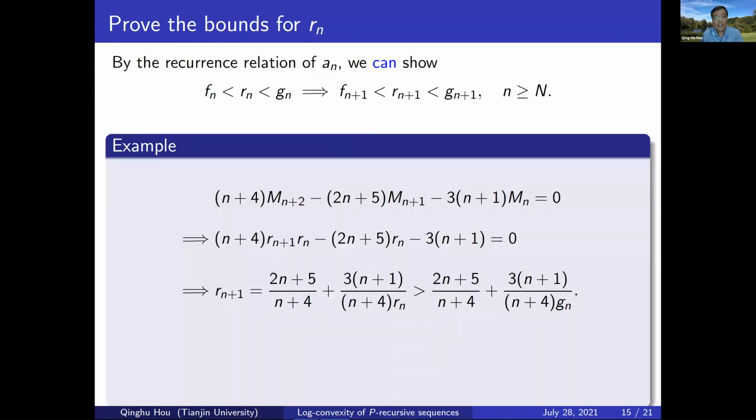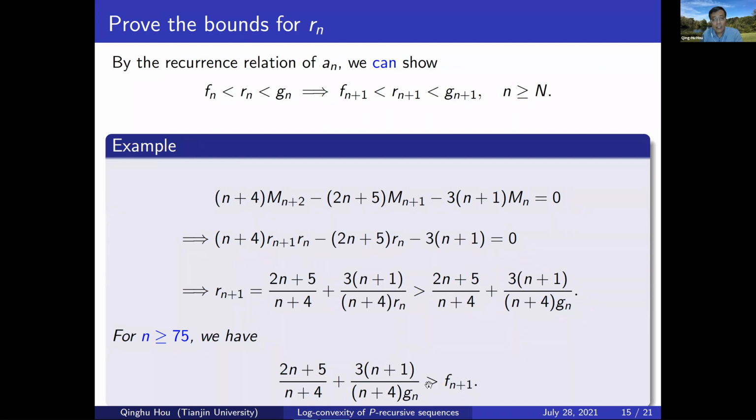Now let's look at an example. We use the recurrence relation. Here is the recurrence relation for the Motzkin numbers. And we divide it by m sub n and change it to r sub n. We get this one, and then we get r sub n plus 1 equals this one. Now we have an upper bound of r sub n, which is g sub n. So we have this inequality. And if this one is greater than f sub n plus 1, we will get this one. And this is quite right, but we need n large enough.